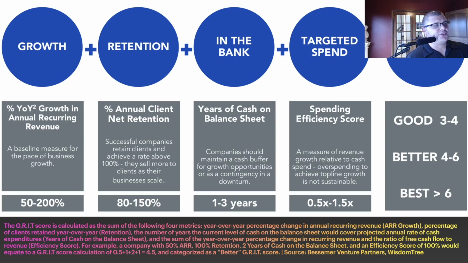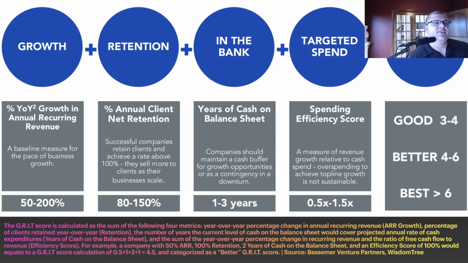So the growth on the far left side, this is the percentage year-over-year growth in annual recurring revenue. Of course, a baseline measure for the pace of a business's growth. You want that number between 50 and 200%. Up next, you've got the retention, which is the percentage of annual client net retention. So successful companies retain clients and achieve a rate above 100%. They sell more to clients as their businesses scale, they expand their footprint. You want that number to be between 80 and 150%.